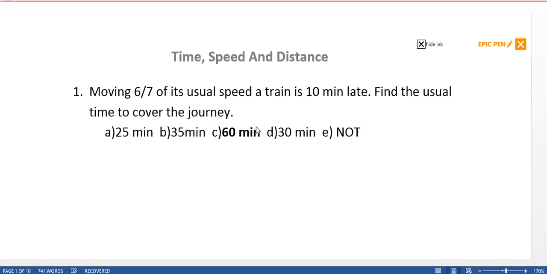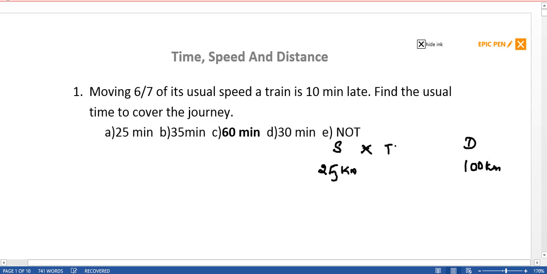Okay, so this is the question, and what I want to ask you is, suppose you are traveling in a car at a speed of 25 kilometer per hour, and the distance that you need to travel is 100 kilometers. How long is it going to take you to cover this distance? Time equals distance divided by speed, so it's going to take you 4 hours, right?